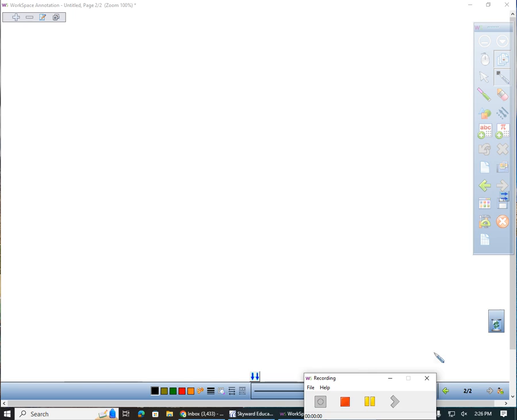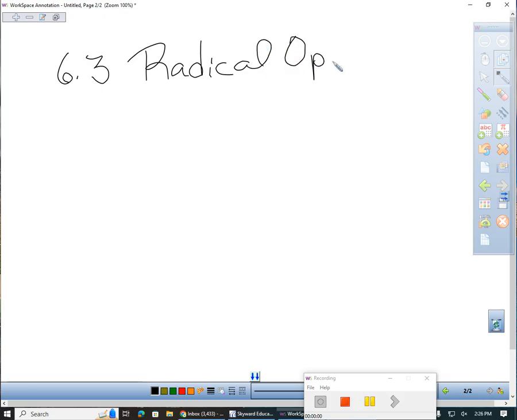On this one, we are starting section 6.3. And today, we are doing radical operations. Radical operations, when I say that, that means we are going to add, subtract, multiply, and divide them. We're going to have some fun with them.